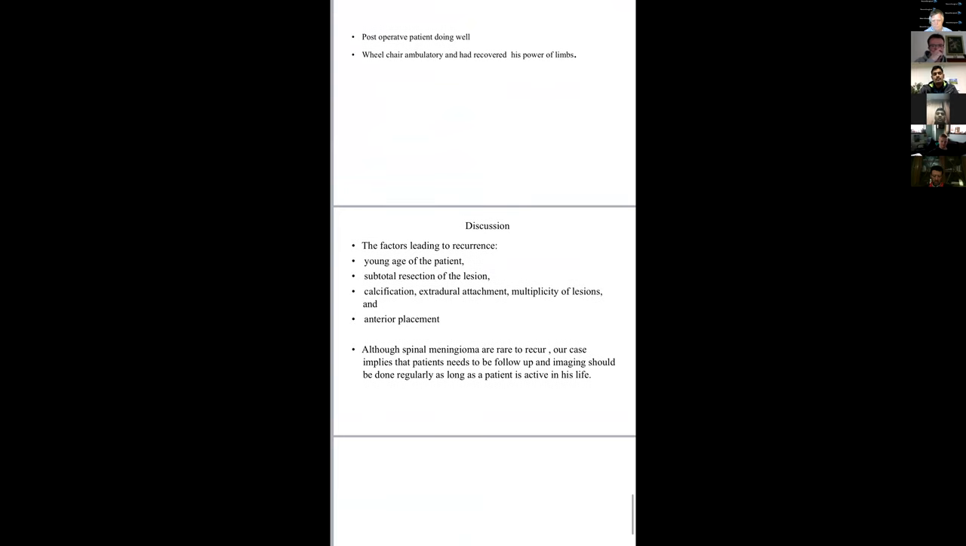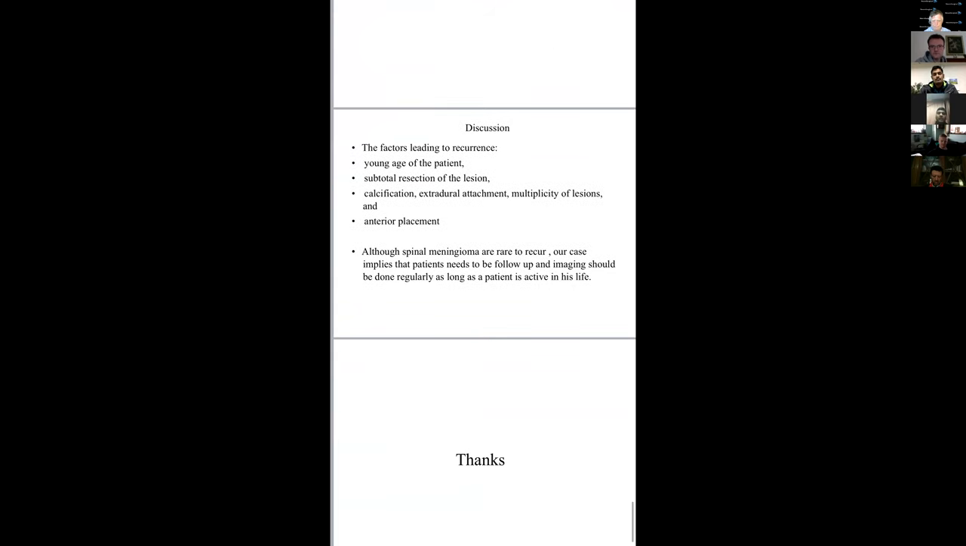Discussion: the factors leading to recurrence are young age of the patient, subtotal resection of the lesion, calcification, extradural attachment, multiplicity of lesions, and anterior placement. So the conclusion is that spinal meningiomas are rare to recur. Our case implies that the patient needs to be followed up, and imaging should be done regularly as long as the patient is active in his life. Thanks.